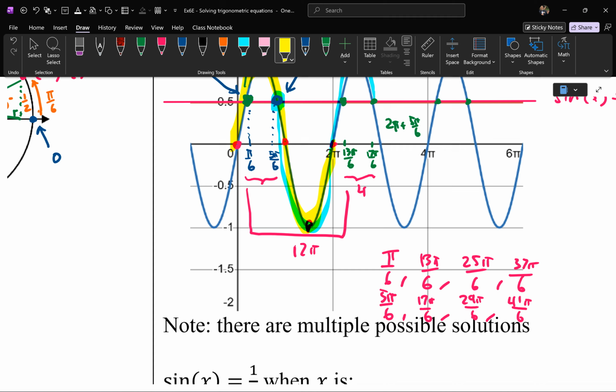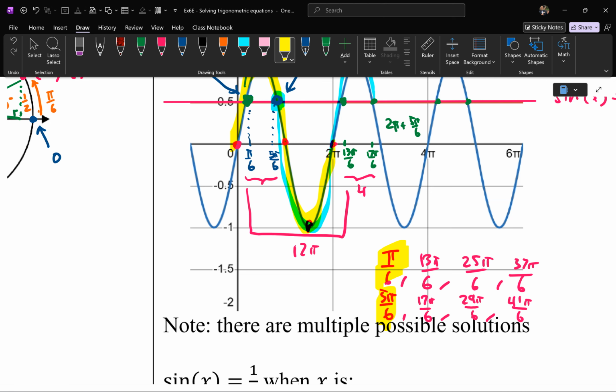Find the first two. Oh, sorry, that's not the first two. These are the first two. Find the first two from your 0 to 2 pi. Doesn't matter if it's even in your domain or not. Find that first and then add or subtract by 12, by the period, and you can find the rest up until the domain you need.